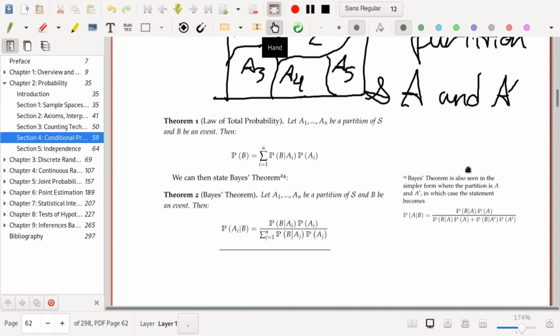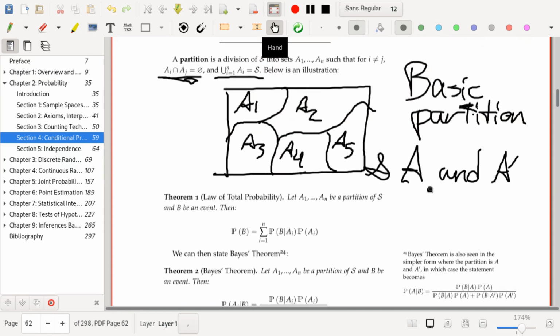It says that if you have some partitioning sets A1 through An, then for any B in this sample space, the probability of B will be the sum from i equals 1 to n of the probability of B given Ai times the probability of Ai. Maybe this illustration can help you understand what this theorem is saying.